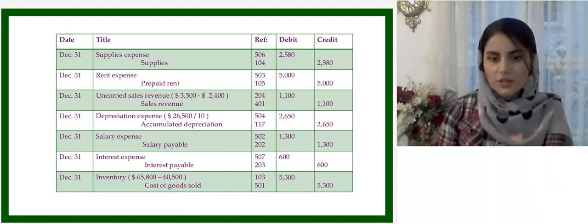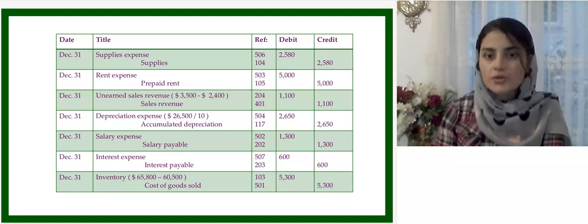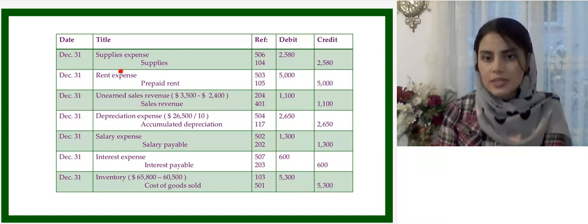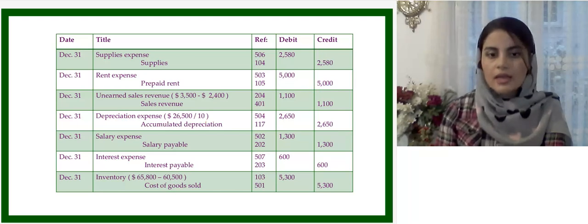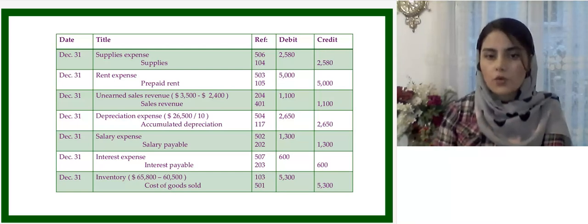The first transaction of the company is supplies used during the year, $2,580. So the entry is supplies expense and supplies, with that specific amount debited and credited. The next transaction said prepaid rent in force $1,000.